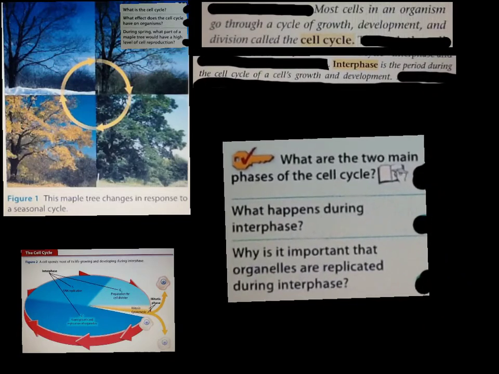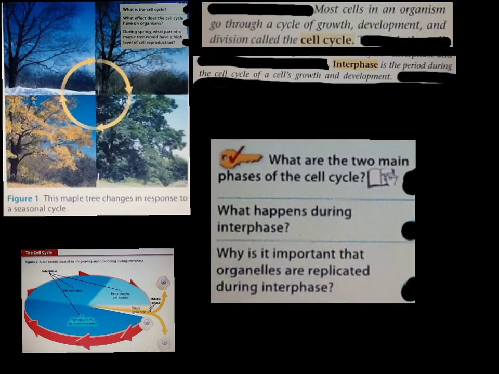Next thing, the asking of the questions. You get to again pick two, but one of those questions has to be this one: What are the two main phases of the cell cycle? You'll notice there's a gold key with a check mark. We need to make sure we know that one. Then you can pick one of these two to answer also. You're writing these in your science journal and answering them. What happens during interphase? And the second one is: Why is it important that organelles are replicated during interphase? So you're picking one of these two and you're writing that one.